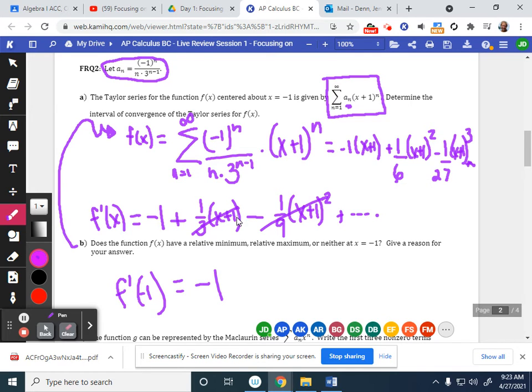Because the derivative of the function at -1 is not 0, I can't have a min or a max. I'm going to have neither. That's it. That's all you had to do. I didn't have to make a number line and check or anything. I just wanted to see what was happening to the derivative at -1. And when I found out that the derivative is not 0, there was nothing more to do.